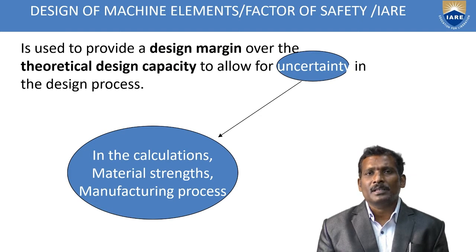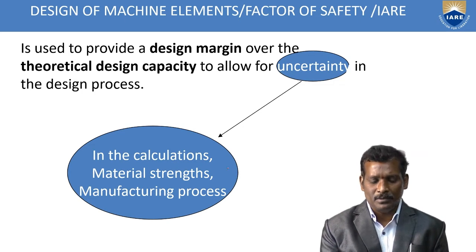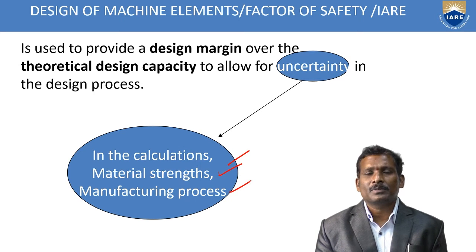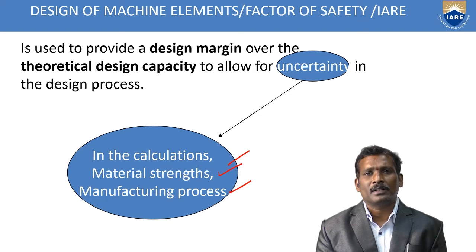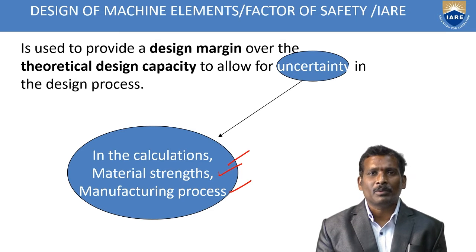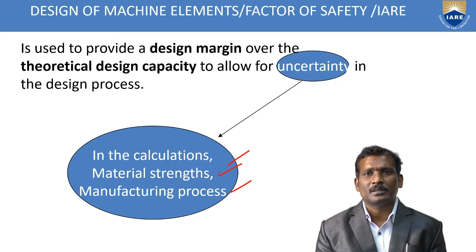The factor of safety is generally used to provide a design margin over the theoretical design capacity. For what purpose? To allow for uncertainty in the design process. So, what is this uncertainty? Uncertainty sometimes may occur in the calculations, the material strengths, and the manufacturing process. This way, the factor of safety depends upon material selection, type of manufacturing, and type of load also. We will discuss this in this session.